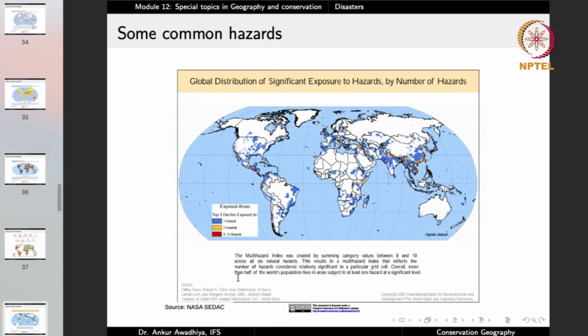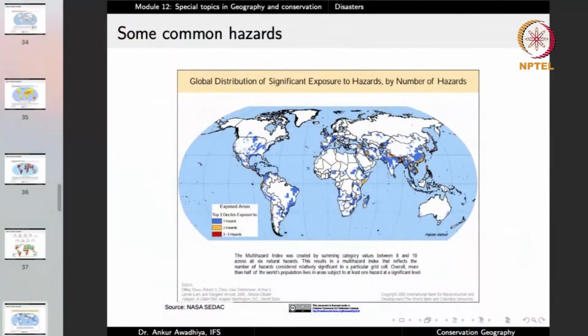Now, overall, more than half of the world's population lives in areas subject to at least one hazard at a significant level. Now, it tells us that when we talk about disaster management, it is not a theoretical exercise. It is a practical exercise, because as much as half of the world is living under the threat of a significant hazard or a significant threat of having a disaster very soon. So we need to have a planning for this disaster in most of the areas.